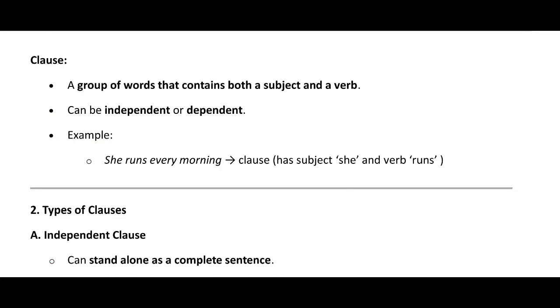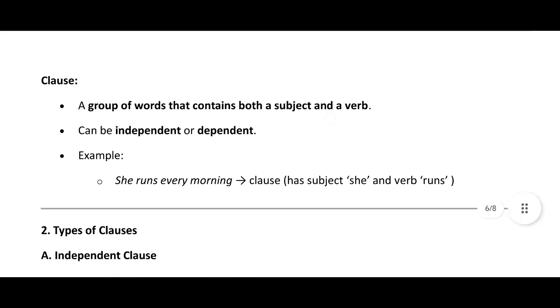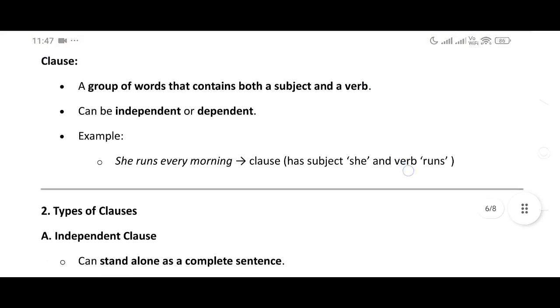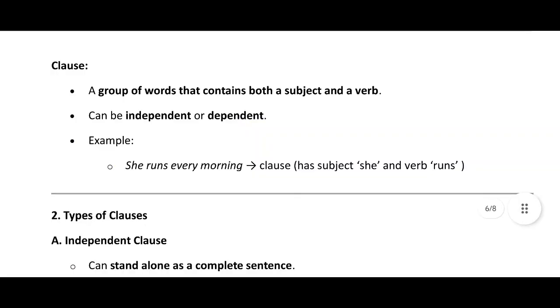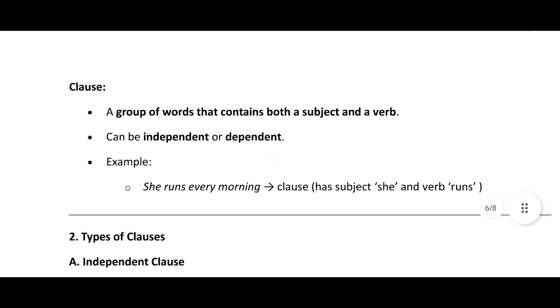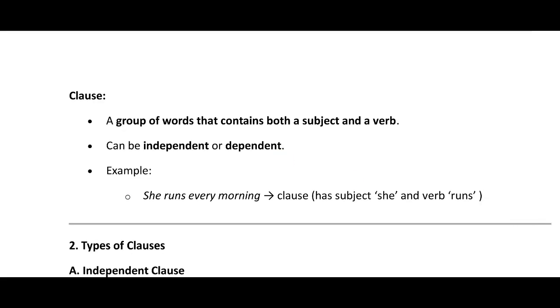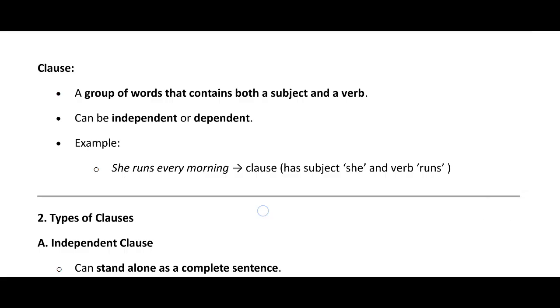Now let us discuss clause. A clause is also a group of words and contains a subject and a verb. A phrase does not contain a subject and verb, but a clause contains both. A clause can be independent or dependent, but a phrase cannot be independent. A phrase depends on a sentence; it is a part of a sentence. A clause can stand alone as a complete sentence or can be dependent upon other words.